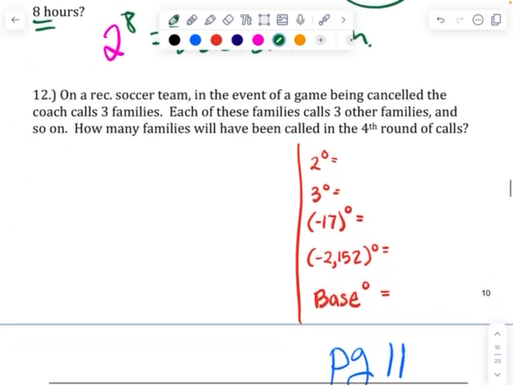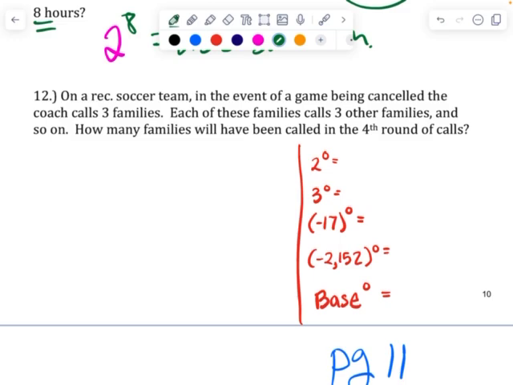All right, another application. On a rec soccer team, in the event of a game being canceled, the coach calls 3 families. Each of these families calls 3 other families, and so on. How many families will have been called in the 4th round of calls? So before they came out with apps where you get a notification that a game is canceled or practice is changed, there used to be things called phone trees. And you would do this, right? One family would call 3, the next family would call 3, and then eventually everybody is called.